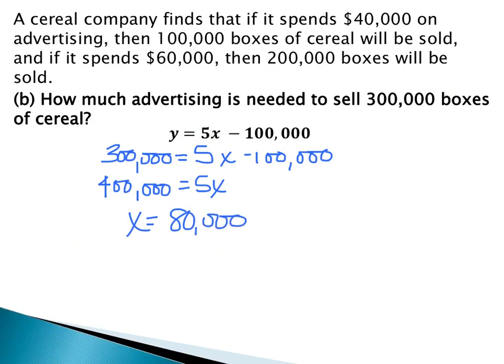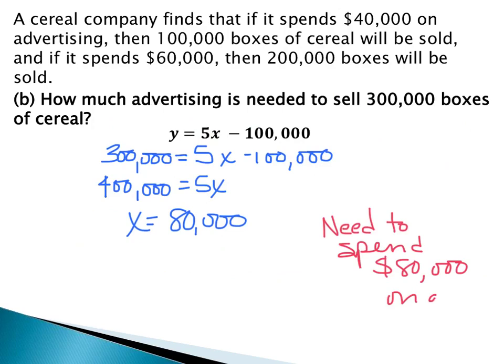Well, you're not done there. When you have a word problem, you're going to have a sentence answer, except for the previous one where it was asking you for an equation. The equation was your answer. So for this one, they need to spend $80,000 on ads.